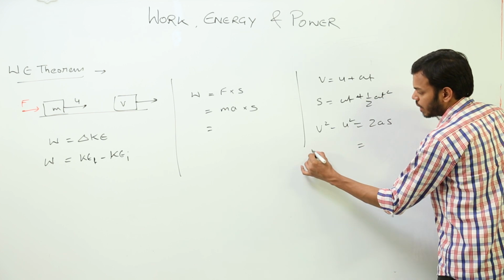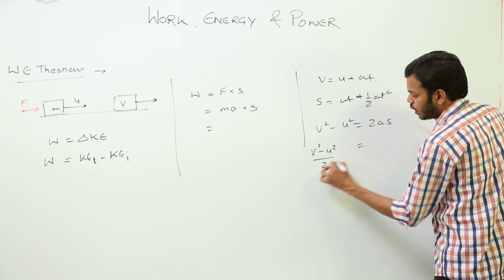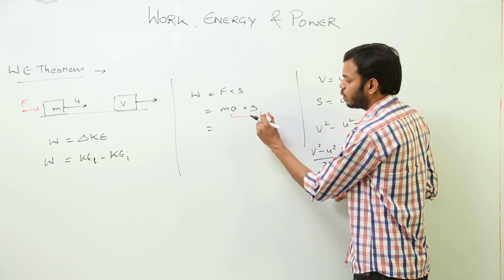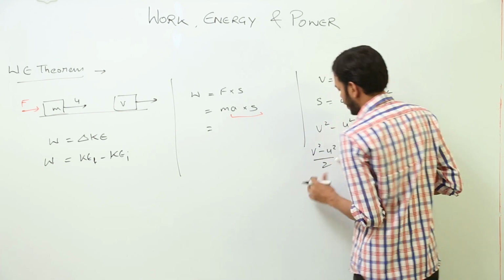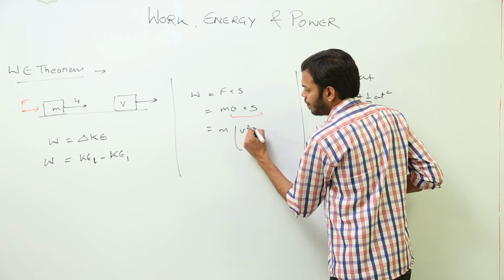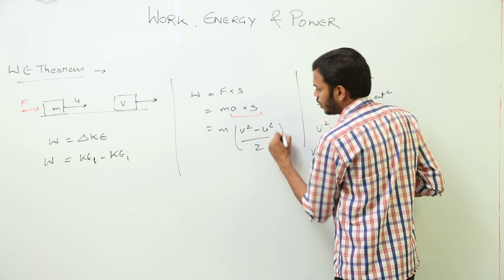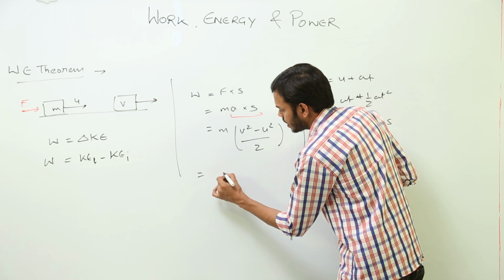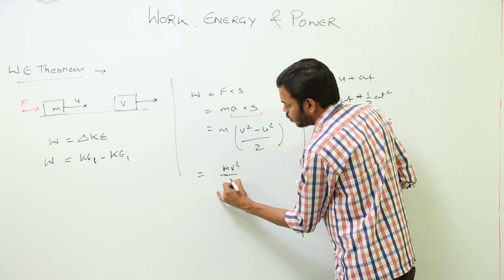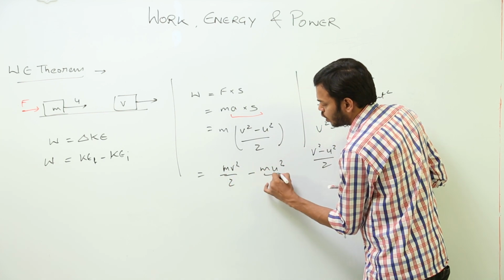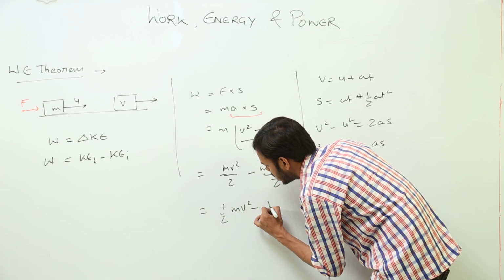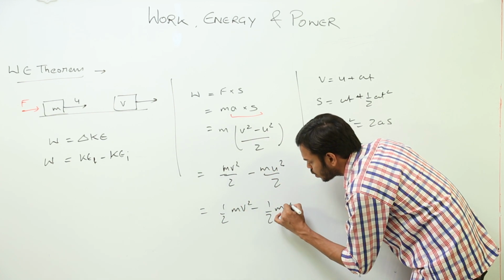This equation gives me v square minus u square over 2 equal to a into s. So instead of a into s, I am putting v square minus u square over 2. I am left with m times v square minus u square over 2. So this becomes m v square over 2 minus m u square over 2, or I can write it as half m v square minus half m u square.